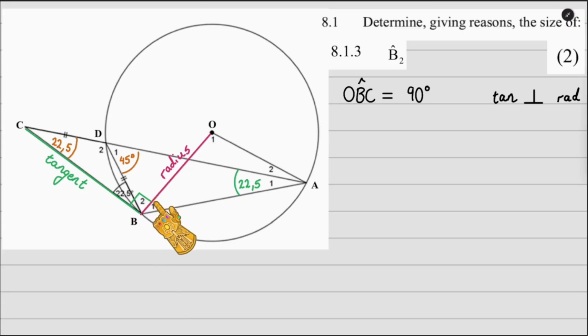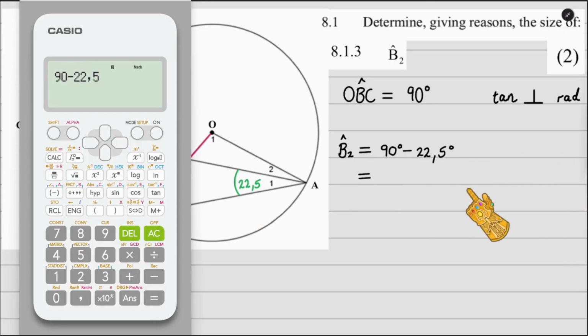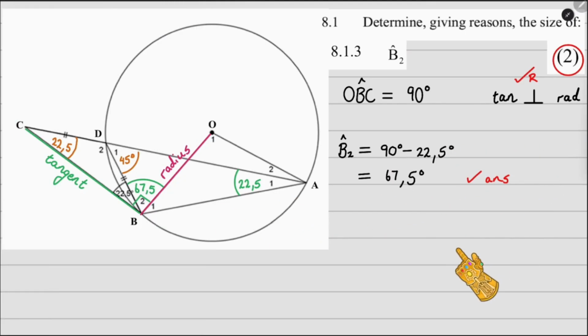And then to get B2, we know that both of these, this 22.5 as well as B2, added together, give us 90. So it stands to reason to get B2, I can just say 90 minus 22.5. And don't take chances with that, just pop it straight in your calculator and it will give us 67.5 degrees. And the 2 marks in this question come from the correct reason of saying tan perpendicular to rad, as well as your final answer of 67.5. This line does not need a reason, just by the way.